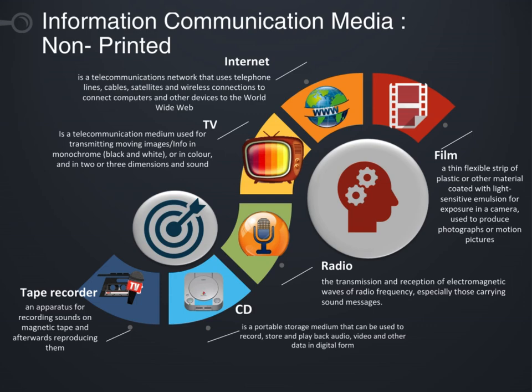Finally, film is a non-printed medium used to produce photographs and motion pictures. It uses light-sensitive material to capture images and has been widely used in photography and cinema. In summary, non-printed media use technology to communicate information through sound, images, and digital formats. They play an important role in modern information communication by enabling fast, wide, and dynamic information sharing.